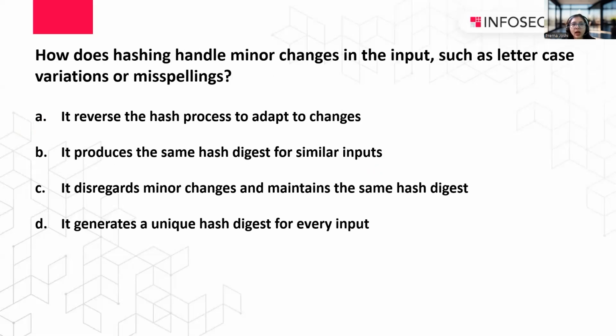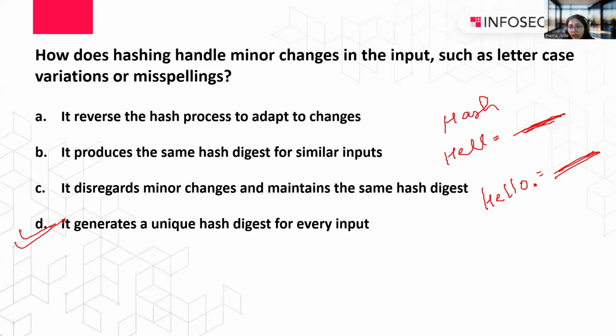Now let's move to the next question, which says, how does hashing handle minor changes in the input, like letter case variation or misspelling? When we make a hash of, let's say, hello, a random fixed-length hash will be created. Then if a single change happens, just a single dot added to hello, this dot will completely alter the hash. A completely different hash will be produced. That's why we use hashing for integrity, because even a slight change in your data will completely change your hash. Looking at the options, option D says it generates a unique hash digest for every input, so option D is the correct answer, because even a single change will completely alter the hash value. And this is the avalanche effect, right?